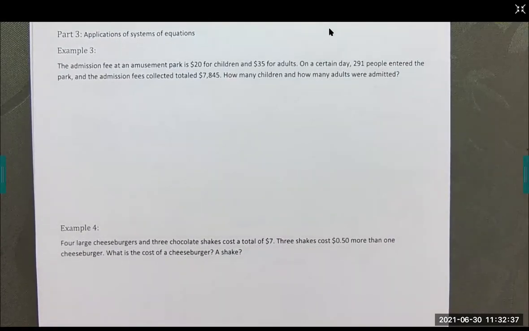All right, so these are all 2x2 systems. There are applications with 3x3 or even larger, but we're not going to do that in this video. The admission fee at an amusement park is $20 for children and $35 for adults. On a certain day, 291 people entered the park, and the admission fees collected totaled $7,845. How many children and how many adults were admitted?